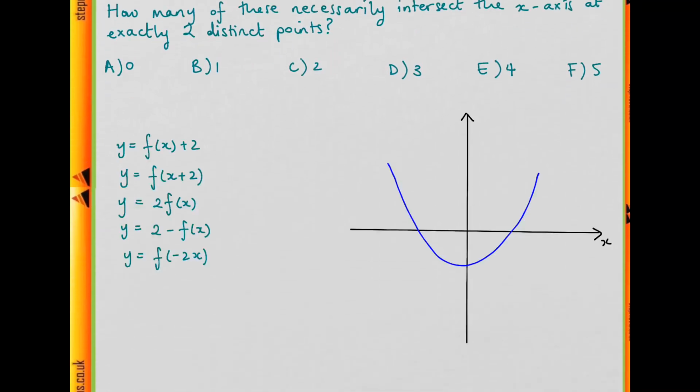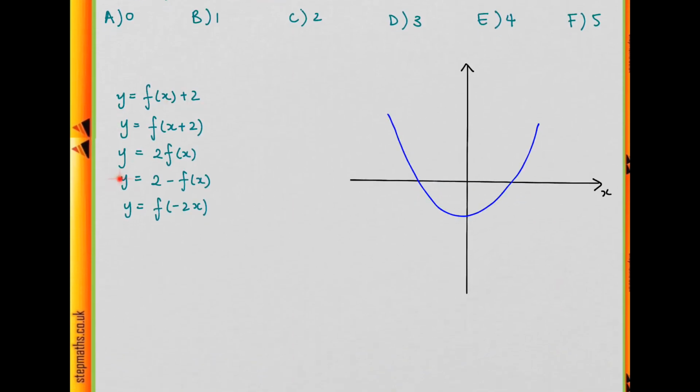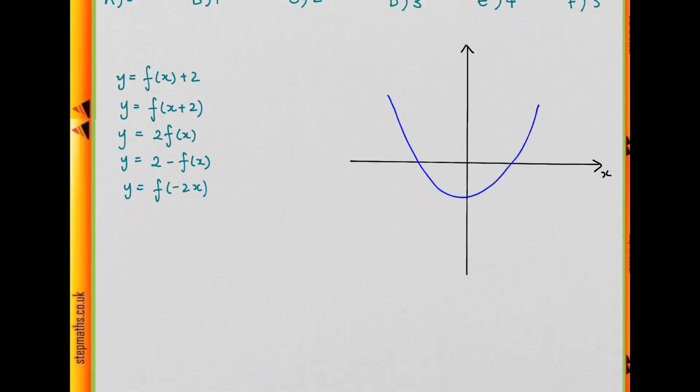Okay, so these are a list of functions that we're considering, and our graph is going to look somewhere like this around the points where it intersects the x-axis. It doesn't really matter what it does after that, but we know it doesn't cross the x-axis again because it only crosses in two places.